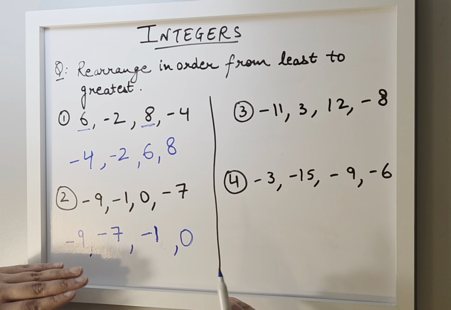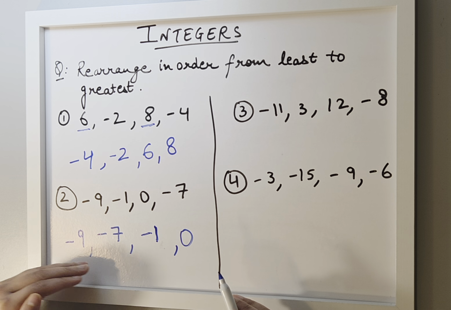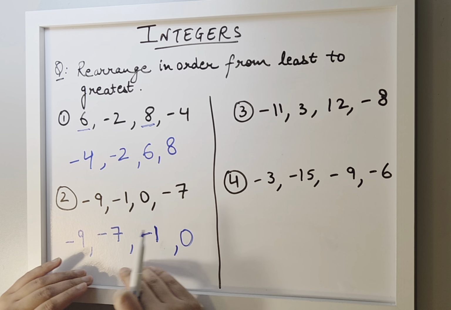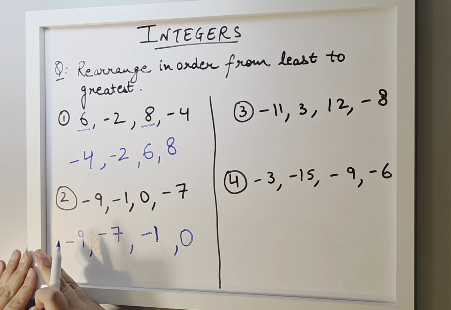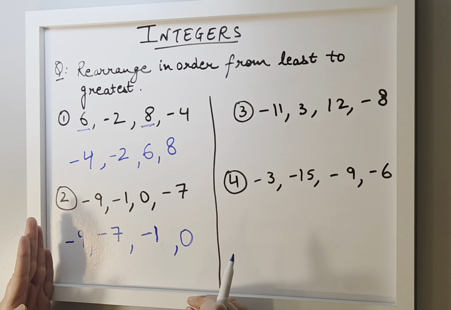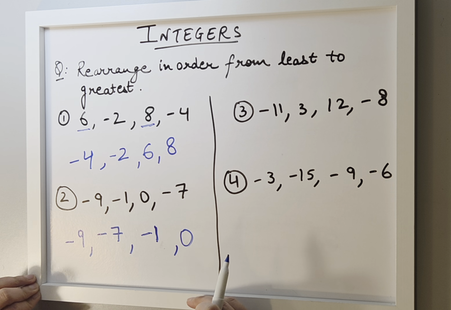And which will be greater than that? -1. So basically in negative numbers, we do the reverse order. It will be basically how they will be shown on the number line, because the number line is also from the least to the greatest. So -9 will be on the leftmost end.